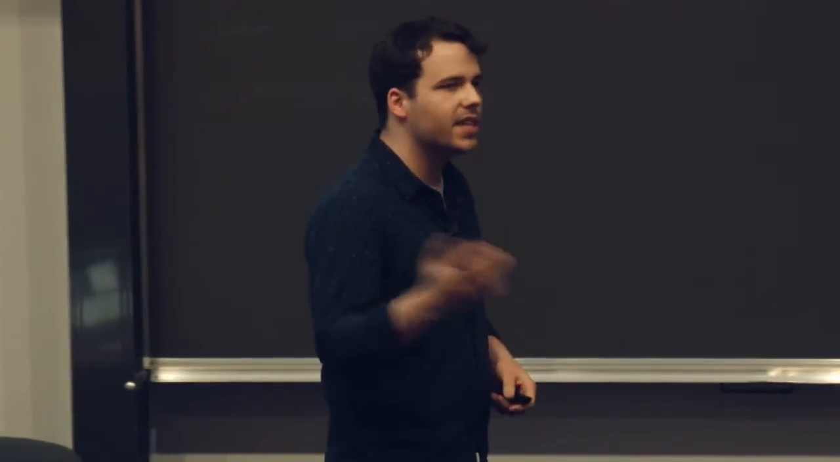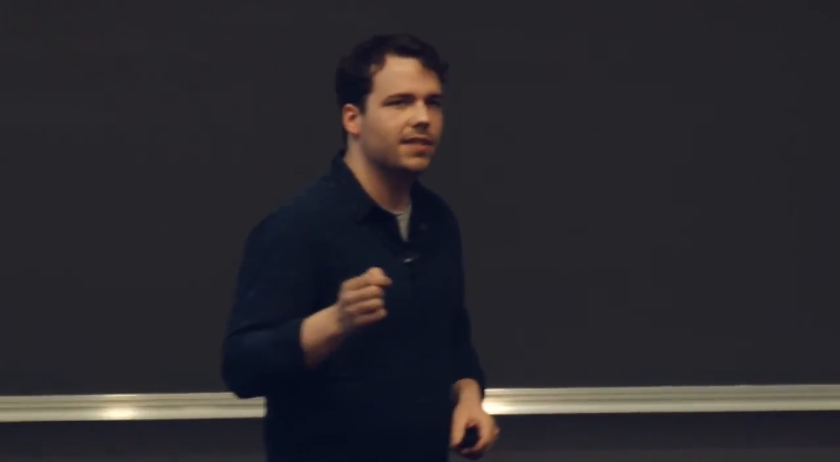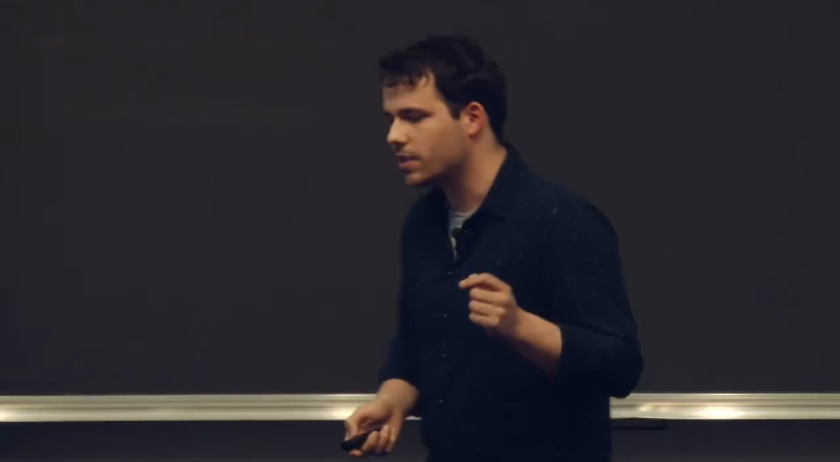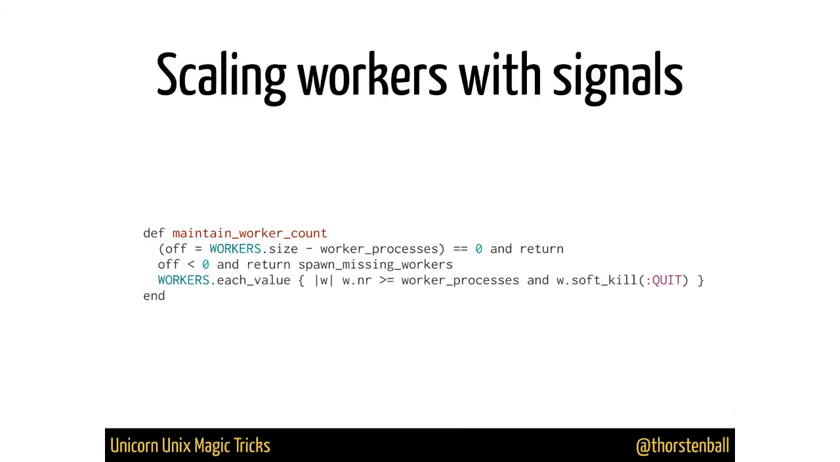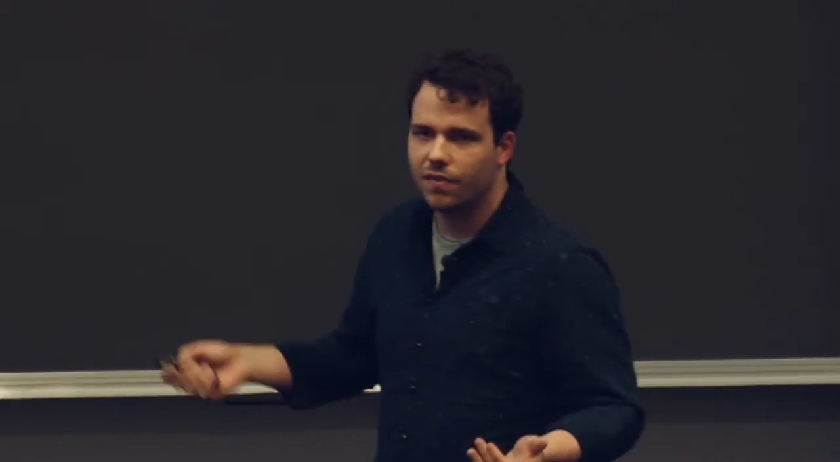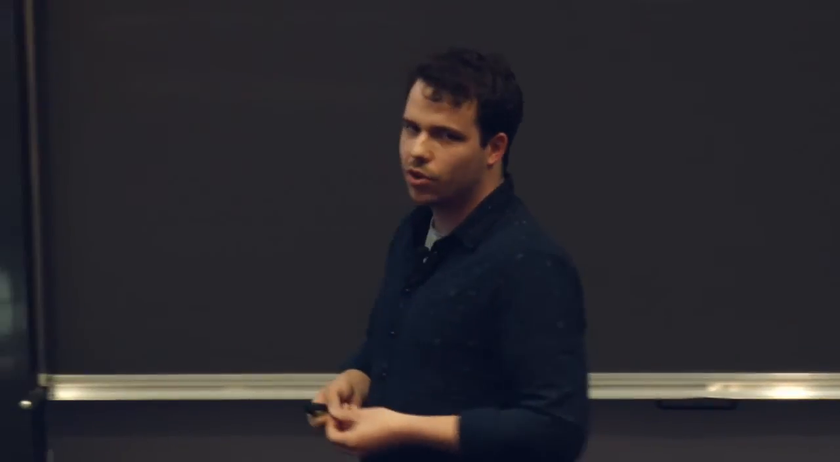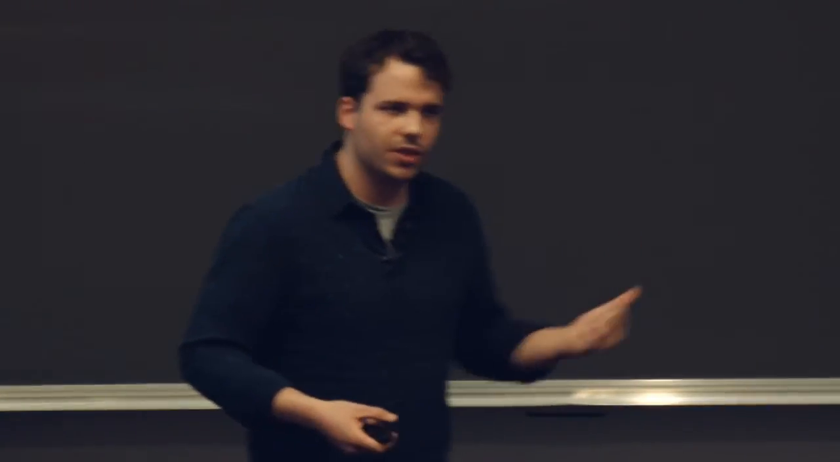Now, as you can see, the master process remembers the number of the spawned worker process. So if you have 16 worker processes running, the last one has the number 16, which comes in quite handy if you want to decrease the number of running processes. If you send Unicorn the signal TTOU to decrease the number, it calls this method, maintain worker count. And all this method does is it checks if there's a difference between the number of running processes and the number of processes you requested it to run. If there is no difference, it returns. If there are not enough processes running, it calls spawn missing workers, which we just saw.